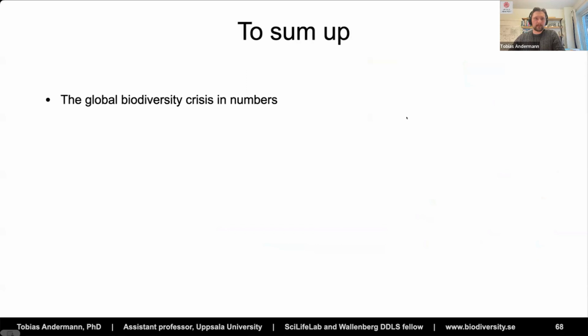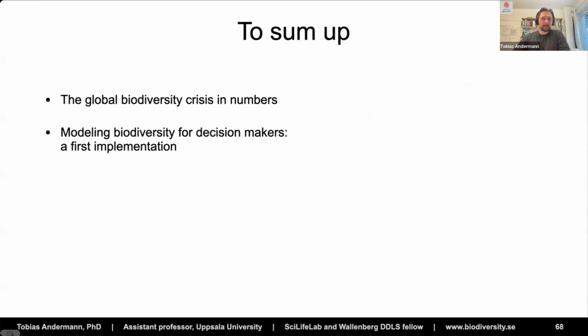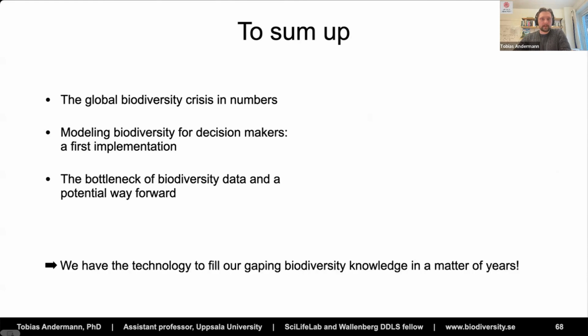So to sum up real quick, we've talked about the global biodiversity crisis in numbers and seen that it's a very alarming state of the planet. We also have seen a first implementation of a model that can give us conservation value predictions. And we now looked a little bit at the bottleneck of biodiversity data and the potential way forward, which is eDNA and getting deep inventories of sites.